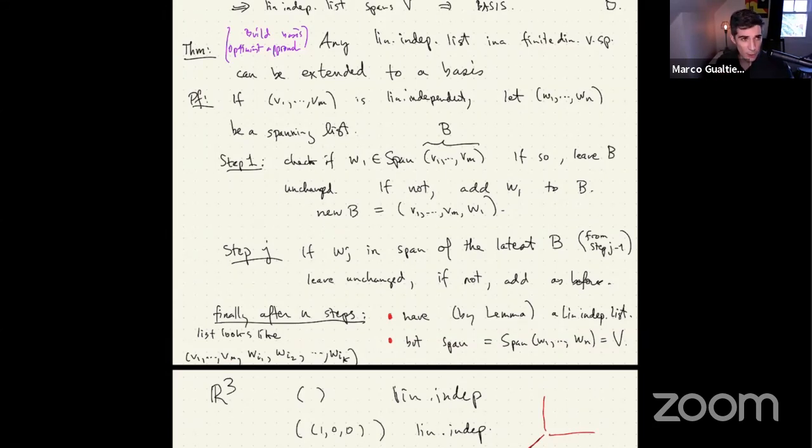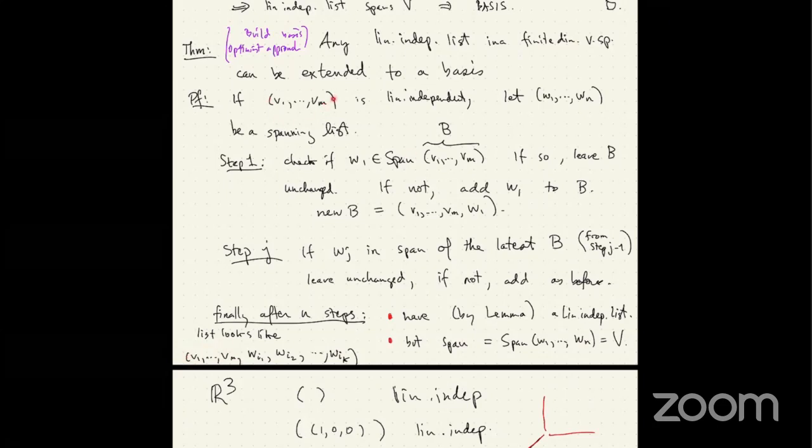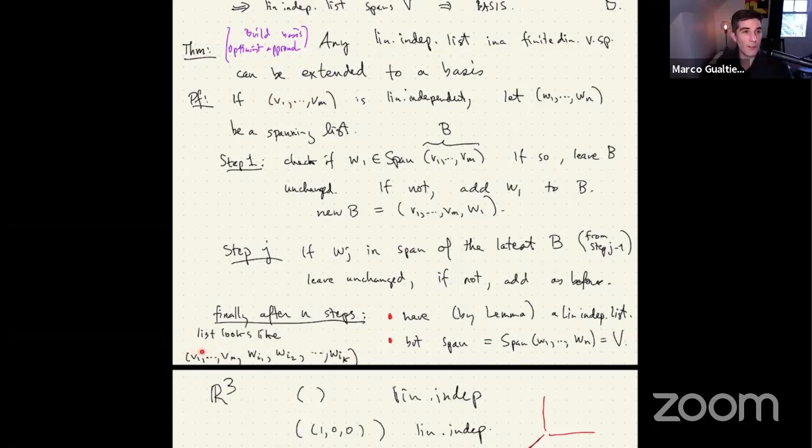Okay, the second thing I need to check is that it still spans V, that the span of this list is V. Notice that the span of the first part is not necessarily V. I mean, it's not necessarily spanning V, this part. This part could have been empty as far as we know. This initial list could have been empty. Okay, what I want to check is that this whole thing spans V.